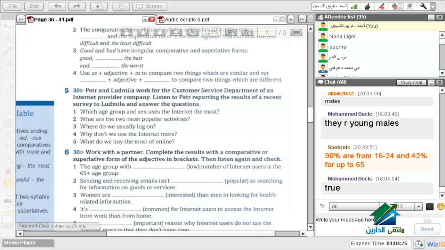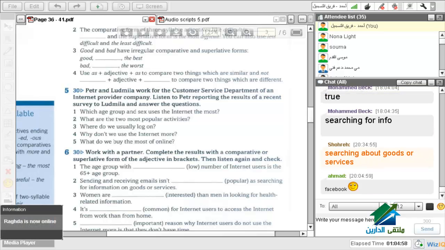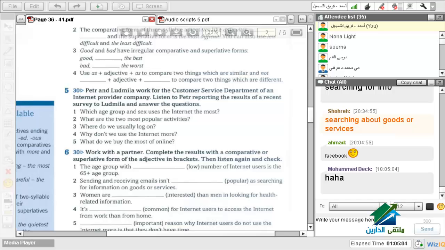What are the two most popular activities? Answers, please. Searching for information. More accurate answers, please. If you make a mistake, you will never die. Facebook, Ahmed. I can see now. Yes. I repeat, you will not die if you make a mistake. Shura saying, searching about goods or services.